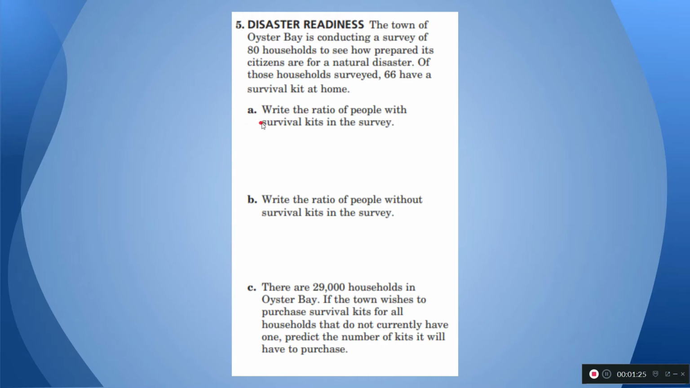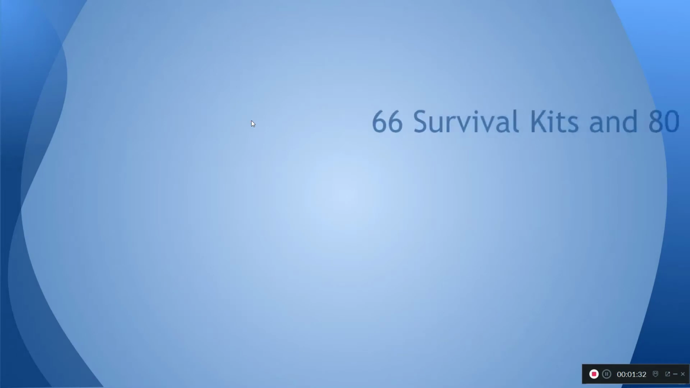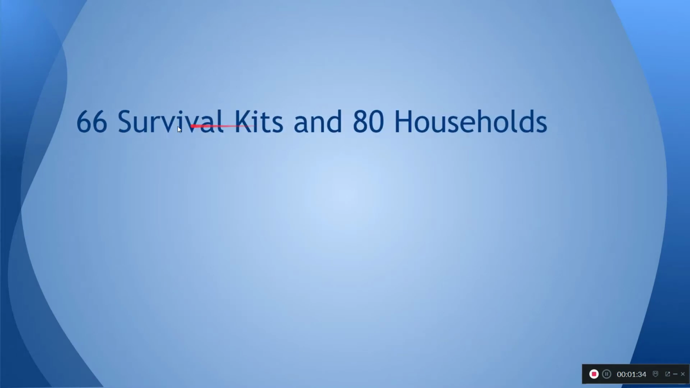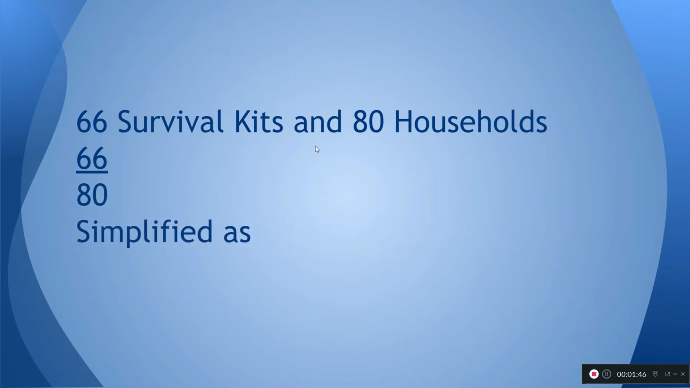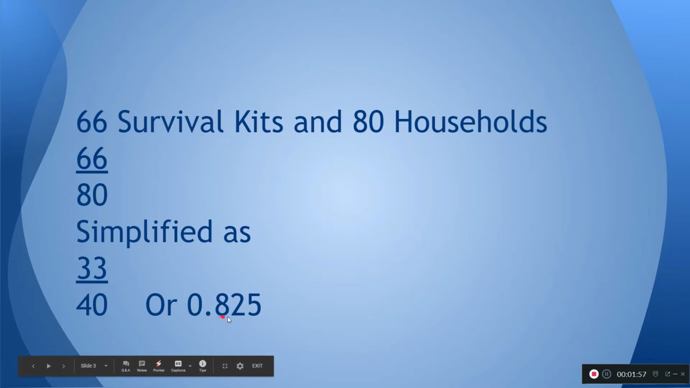So we're going to start with A here. It says write a ratio for the people with survival kits in the survey. The first thing we need to do is take our information. We have 66 survival kits and 80 households. So we set up our ratio of 66 over 80. But that can be simplified. Notice that each of these can be divided by 2, giving 33 over 40. Or if you did it on a calculator, you may have come up with 0.825.